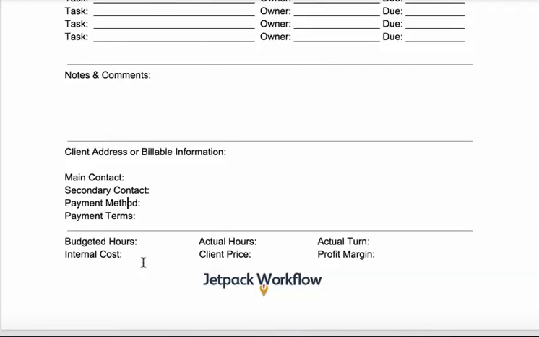And then finally, my personal favorite, the metric portion of this. This is where we take a look at budgeted versus actual hours. We look at actual turnaround time, so we could see the budgeted turnaround time. What did this actually take? We look at the internal costs that it took us by hours and internal staff rate, client price, and profit margin. So you can see that this process sheet is going to give you everything.